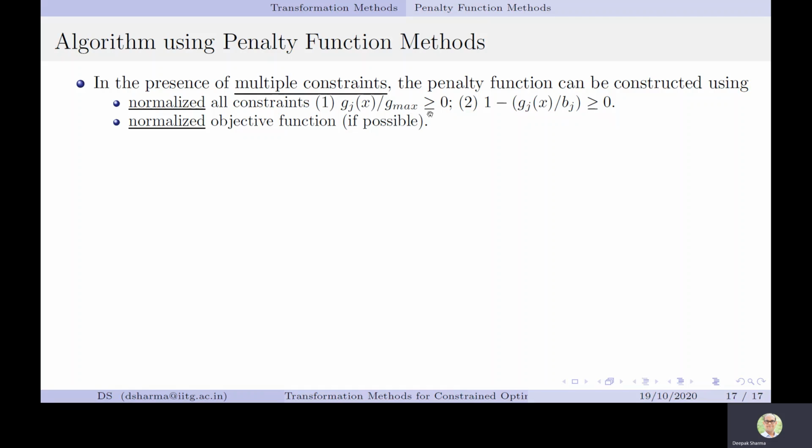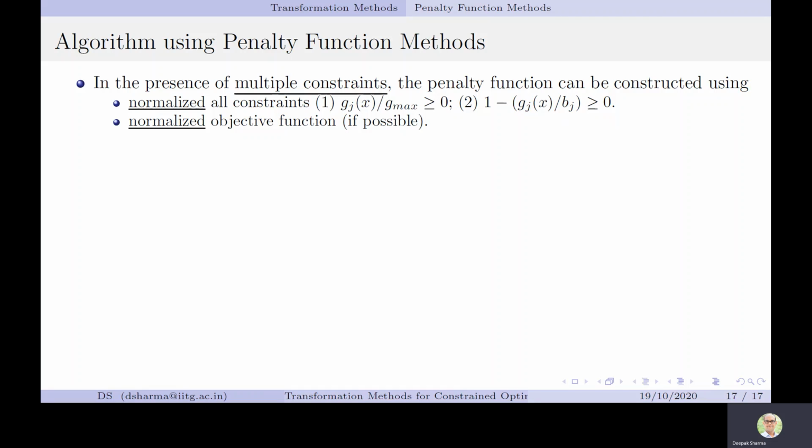So in that case, we will not be biasing our search towards any of the constraints. Now, why are we doing so? Suppose we have one constraint that is varying in the range of say 10 to the power 6, and another constraint which is ranging between say 0.1 and 0.2. This means when you are finding the value of g1(x), it is in the order of 10 to the power 6, but when you are finding the value of g2(x), it is 0.1 or 0.2.